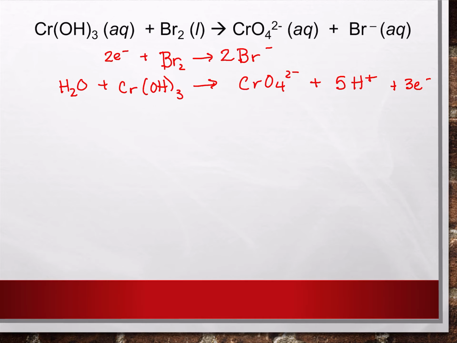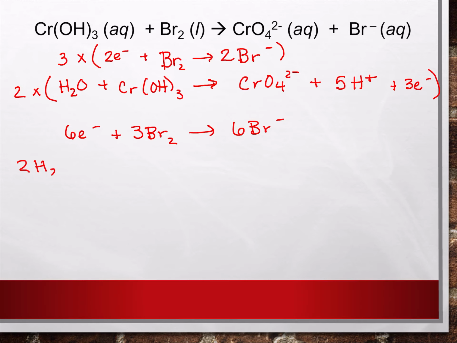Now we are going to multiply both reactions so that the electrons are equal. 2 electrons and 3 electrons, we need to make them both 6. So we'll multiply this reaction by 3 and this reaction by 2 so that both will end up with 6 electrons. So the top reaction will be 6 electrons plus 3 Br2 gives us 6 Br minus. And our next one, we've got waters, and then we've got those guys.